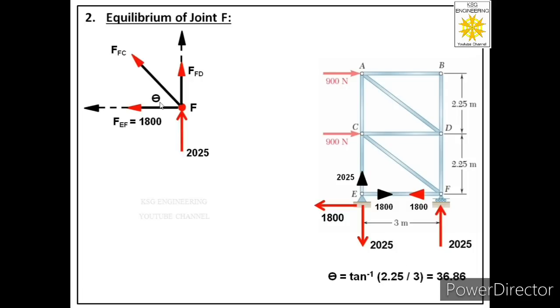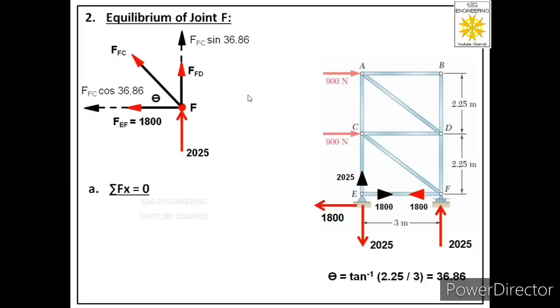So we have found the value of theta, and this theta is the angle between the force and the horizontal component. It means this is a cos component and the other is a sine component. So let us label these magnitudes. We will call this FFC cos 36.86 and this FFC sin 36.86. So now we are ready with the free body of joint F. After this we will apply equations of equilibrium.